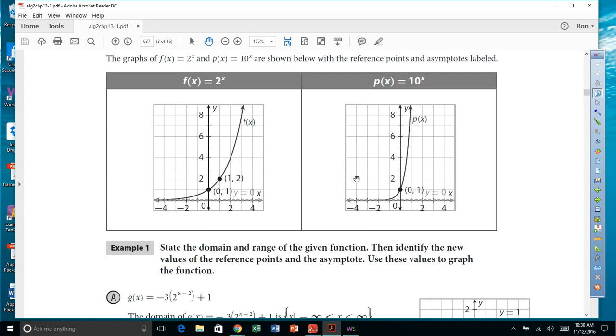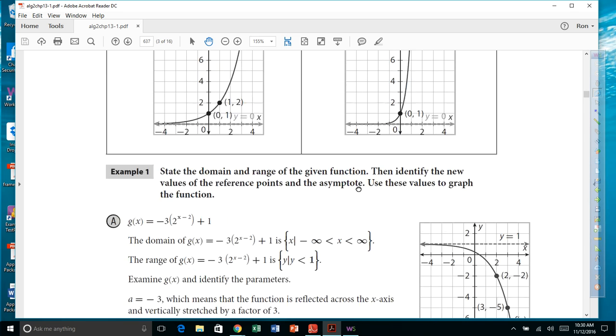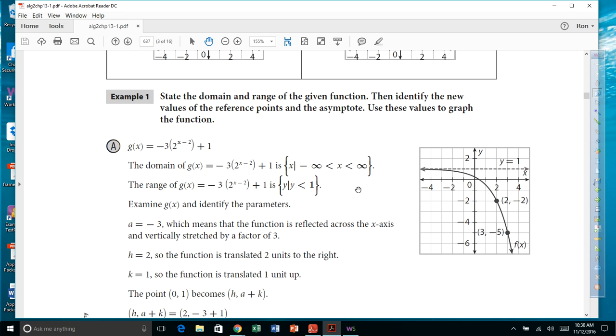The graphs of f of x equals 2 to the x and p of x equals 10 to the x power are shown below with reference points and asymptotes labeled. Example 1. State the domain and range of the given function, then identify the new values of the reference points and asymptotes. Use these values to graph the function. Okay, you go ahead and follow through A, and when you get back, we'll do B together.